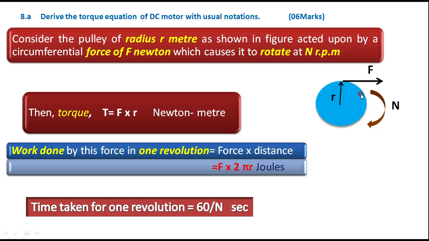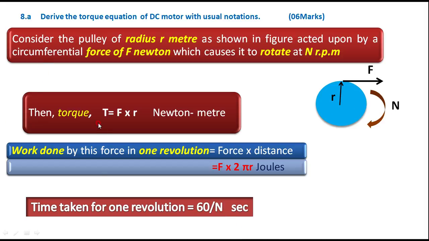For one revolution, what is the work done? Work done is nothing but force into distance. The force is F and the distance traveled in one revolution is 2 pi r, the total circumferential distance, that is F into 2 pi r. What is the time taken for one revolution? If the speed is n rpm, it is 60 by n seconds.